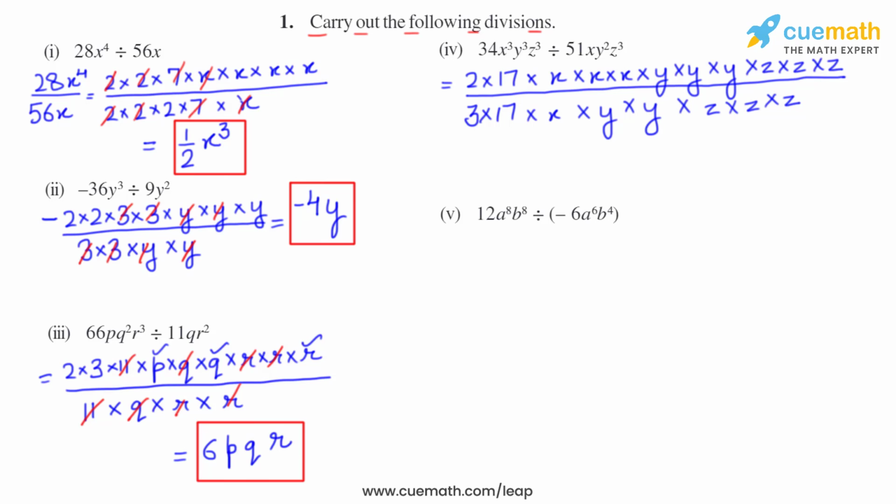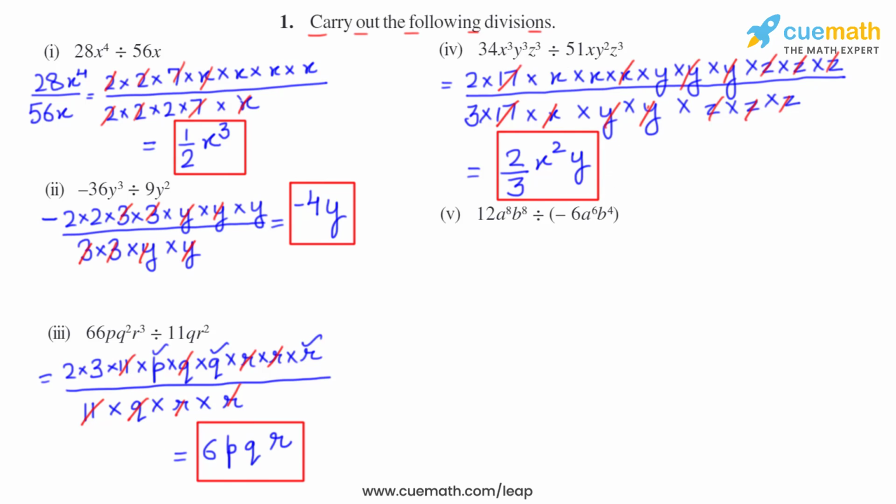What can be cancelled? First of all, all the z's get cancelled. One y gets cancelled, one more y gets cancelled, one x gets cancelled and 17 gets cancelled. So we are left with, first of all, 2 by 3. Then in the denominator, no variable is there. In the numerator, we have 2 x's, so x into x is x square, and 1 y. So x square y. So the answer is 2 by 3 x square y.